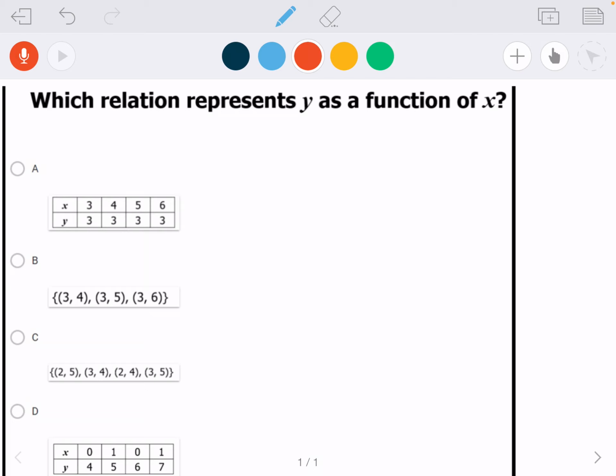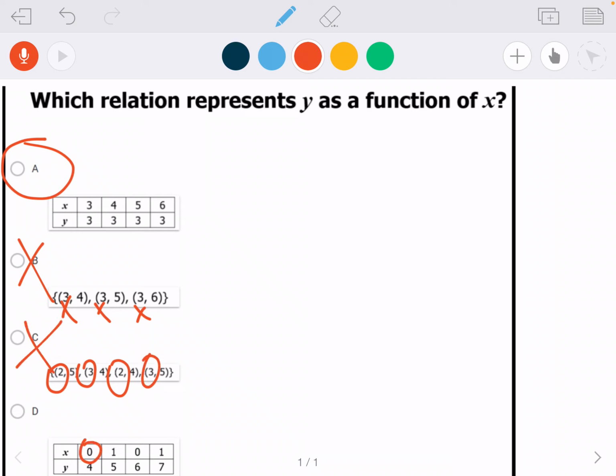If I look at my first choice, look at the x values, 3, 4, 5, and 6. Those are all different. So actually, I think A is going to be our answer. Let's look at B. Look at all these x values. They're all the same thing. So that makes it a relation, not a function. Look at C. We have two 2's. We also have two 3's in our x, so it can't be that. And then the last one, again, looking at the x values, there are two 0's and two 1's. So that is not good.